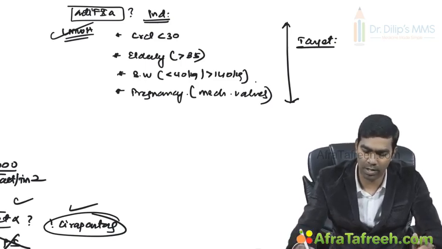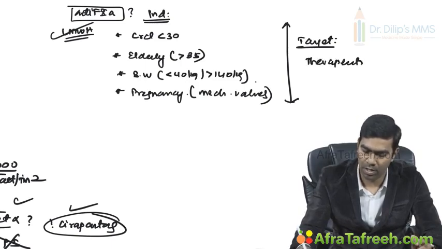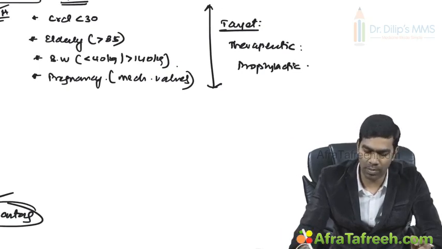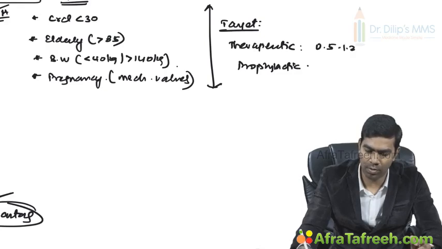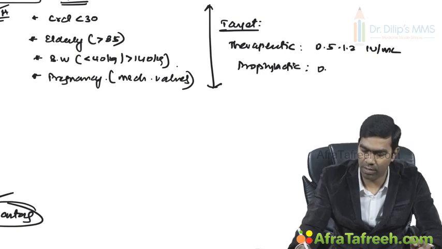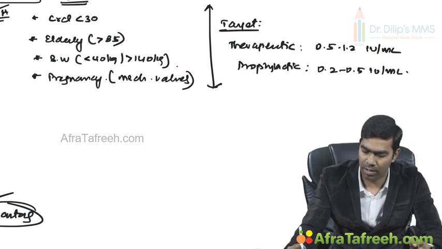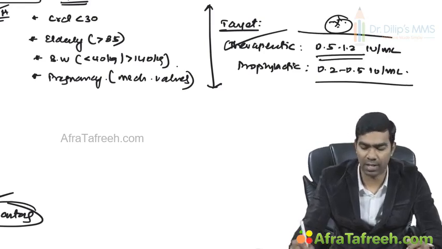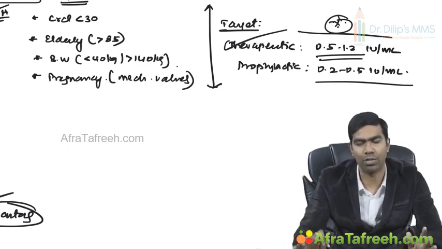What is the target for low molecular heparin? It depends on whether you are using it for a therapeutic or prophylactic purpose. For a therapeutic purpose, your target must be 0.5 to 1.2 international units per ml. If you are using it for a prophylactic purpose, then it will be 0.2 to 0.5 international units per ml. This will be very important for exams, especially the therapeutic target, which they might ask. These are the anti-factor 10A levels that you should maintain.